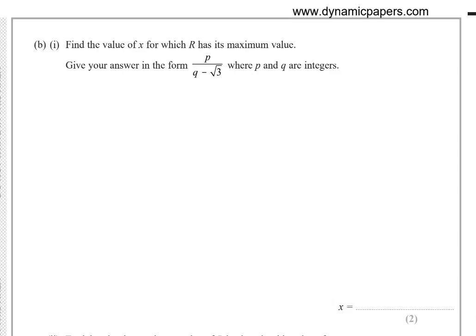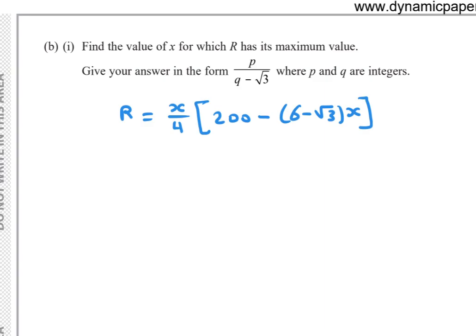Now part b(i): find the value of x for which R has its maximum value. Give your answer in the form p over q minus root 3. We have R. To find the maximum value, we need to find the derivative of R, then equate it to 0. But before finding the derivative, we need to expand this bracket. Now consider that x over 4 is the same as 1 over 4 x.